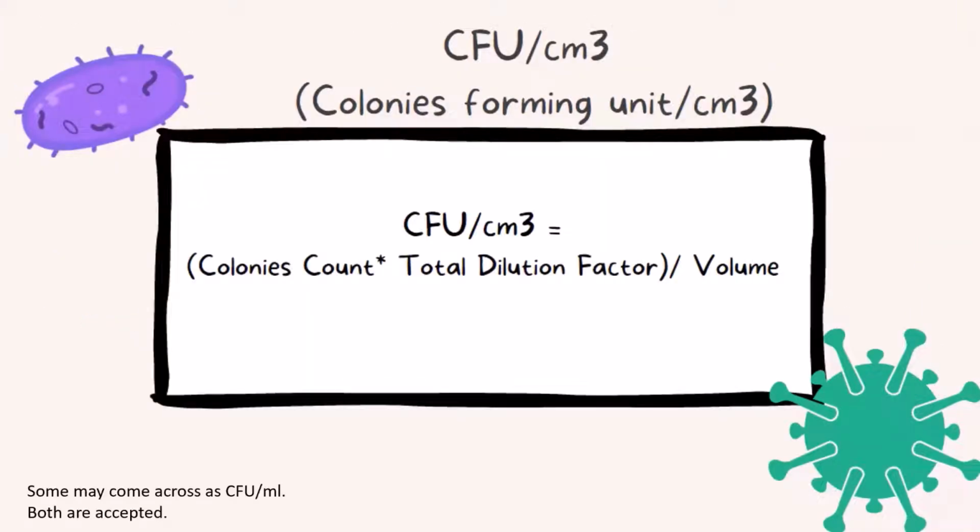All right, so how do we calculate the colony forming unit? CFU per cm cube. Sometimes you will come across CFU per mil. Both are accepted. The formula for that is colony count on that plate times the total dilution factor, close bracket, divided by the volume that you use. So let's see some of the examples.